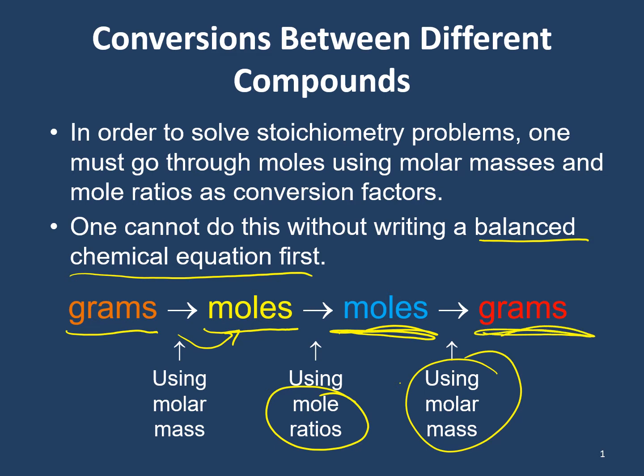So this is a flowchart that is pretty much the general feeling of stoichiometry. First we use molar mass to get to moles, then we use a mole ratio to get from moles of one substance to moles of a new substance, and then we use the molar mass of that new substance to get grams of that new substance.